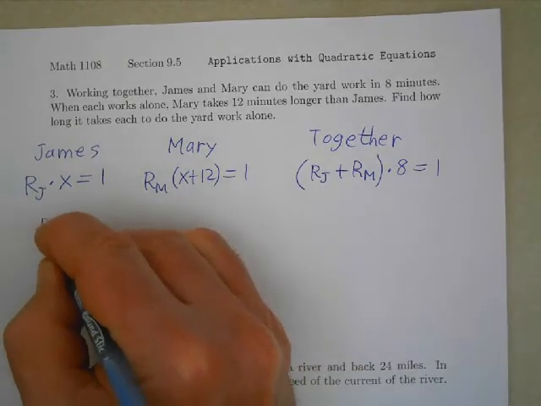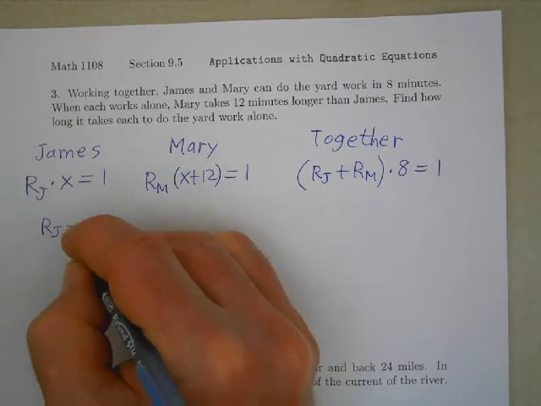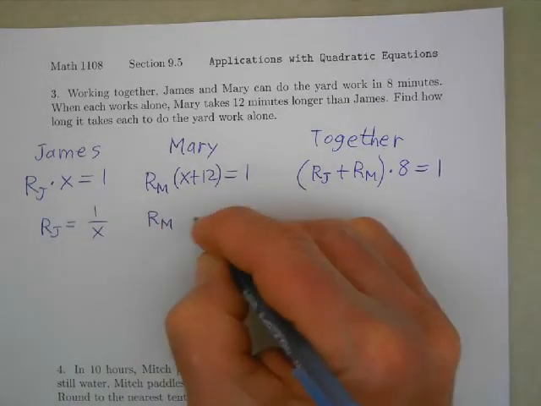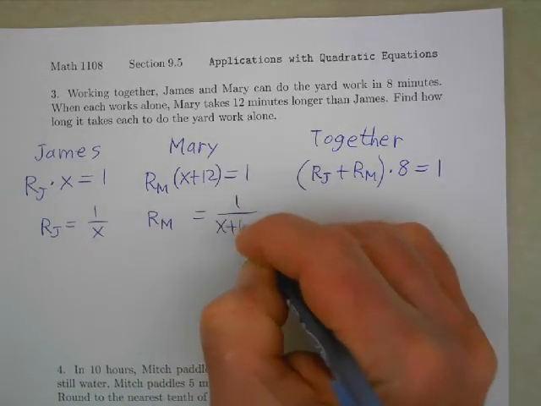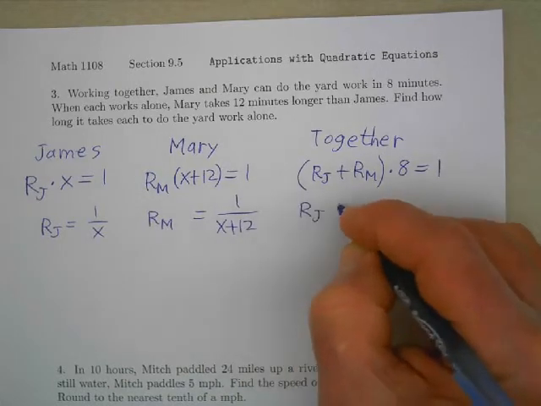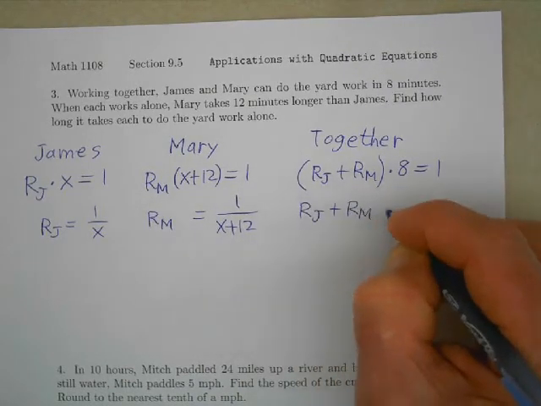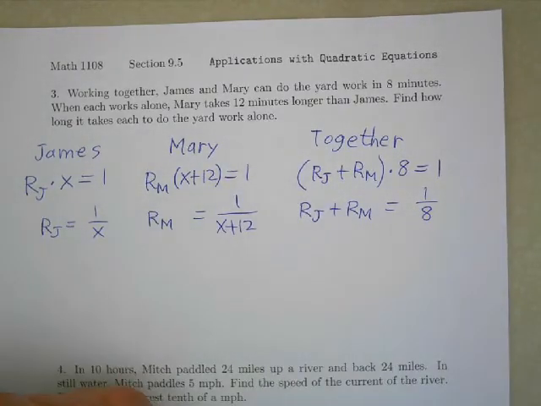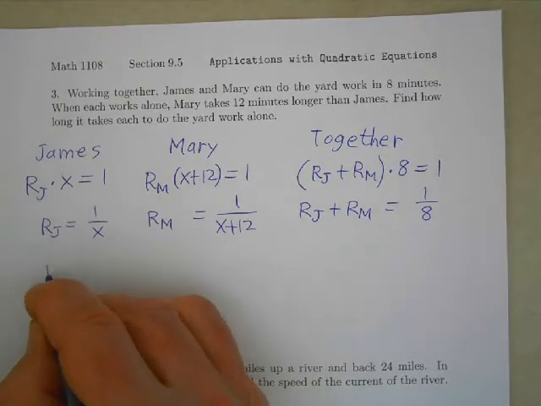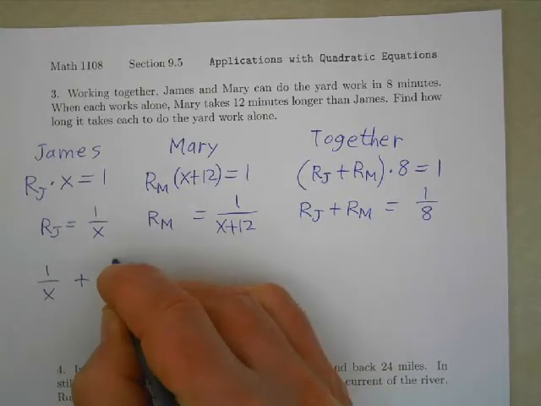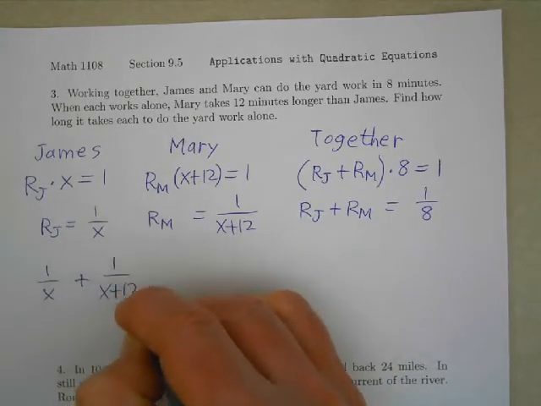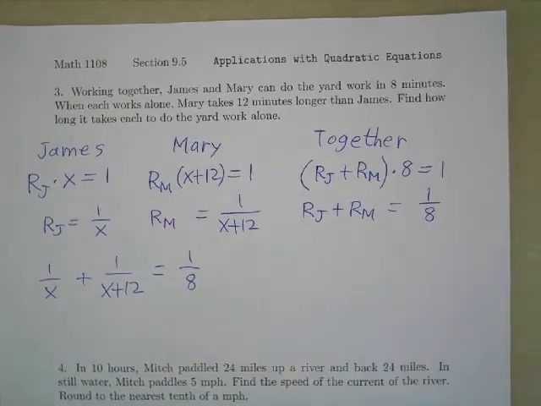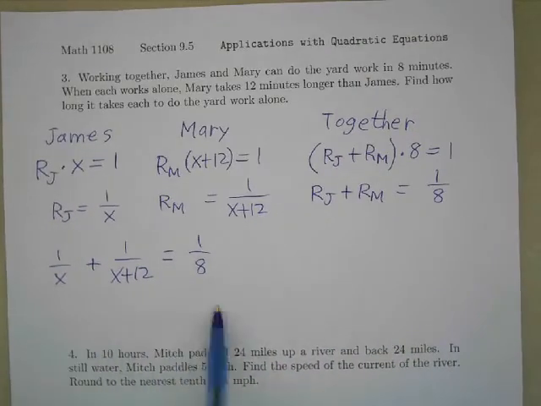So solve each of the equations for the rates. James' rate is represented by 1 over x. Mary's rate is 1 over x plus 12. The sum of the rates is 1/8. So by substitution, we replace James's rate with 1 over x, add that to Mary's rate, which is 1 over x plus 12, and the sum of the rates is 1/8. So this is an equation with rational expressions.